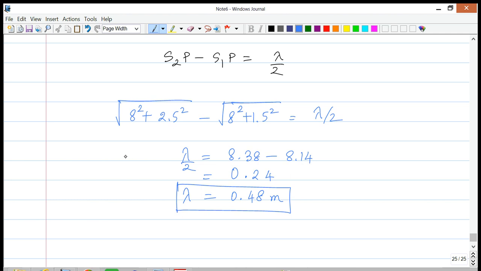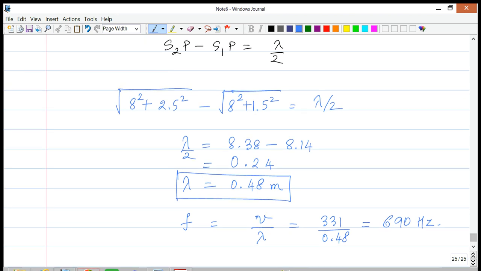Now you can find the frequency by doing simply the speed of the sound divided by lambda, which is, let's assume the speed to be 331 divided by 0.48, and this gives you the frequency of the sound, which is approximately 690 hertz. Make sure that you know how to apply problems of this sort. It's a simple problem, straightforward to take care of. All right, perfect.